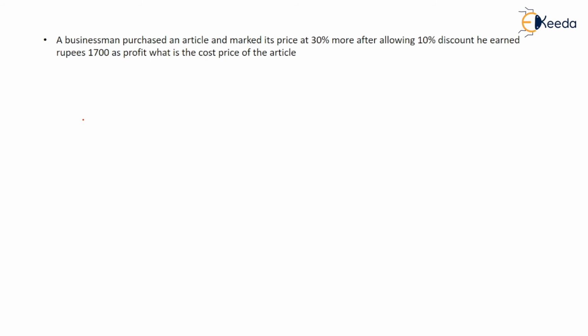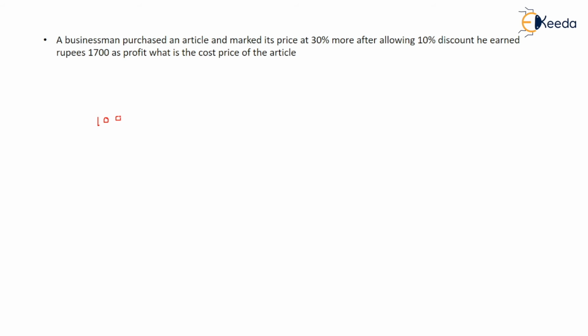Okay. So let's see this question: a businessman purchased an article and marked its price 30% more, and after allowing a 10% discount, he earned rupees 1700 as profit. What is the cost price of the article? Okay. So basically, first try to solve this question on your own, then see the solution.